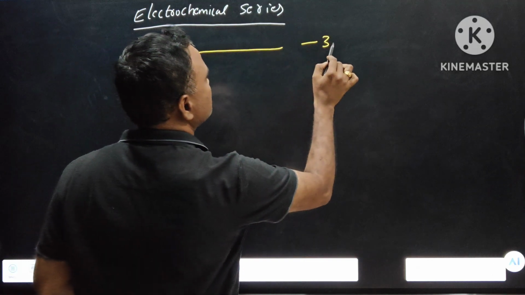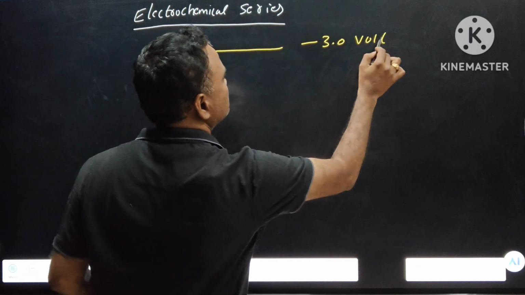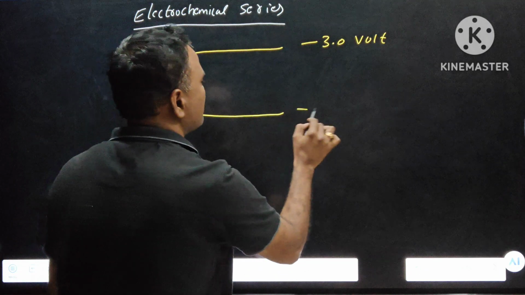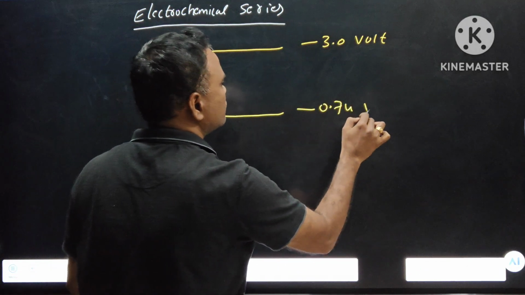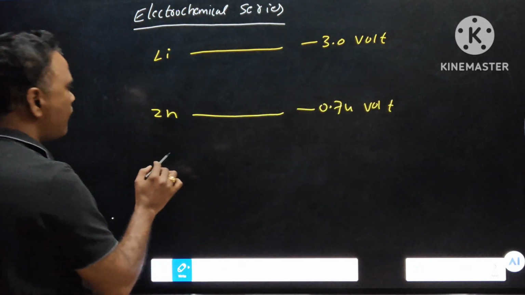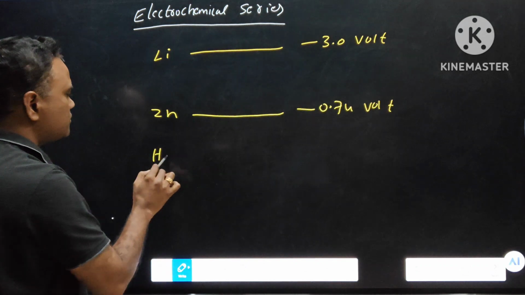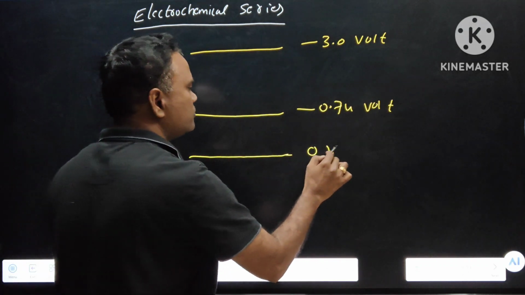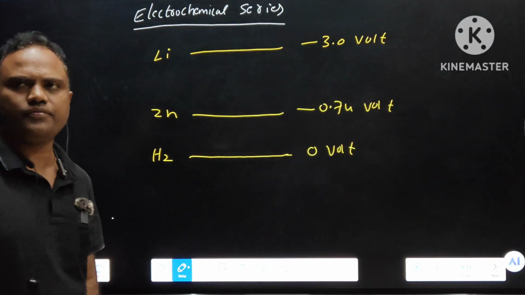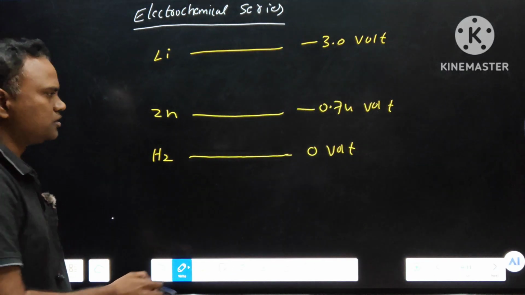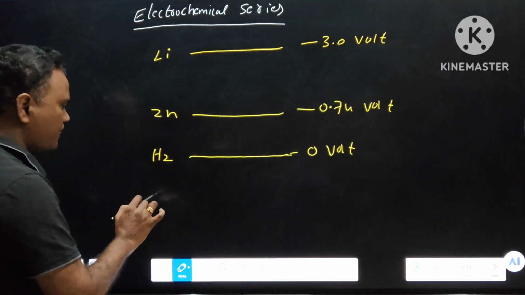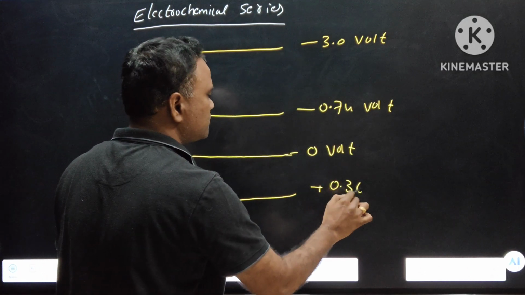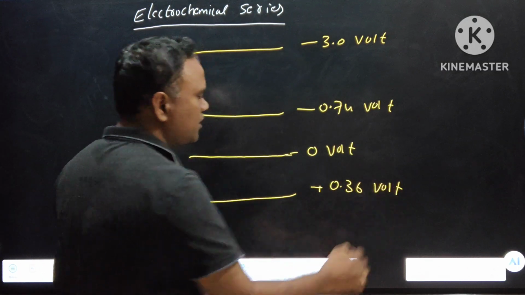Lithium, minus 3.0 volt. Zinc, minus 0.74 volt. Hydrogen is the reference electrode, 0 volt. Actually, I'll explain that tomorrow. Hydrogen is the primary, standard reference. Copper, its value is plus 3.6. These are approximate values, not exact values.